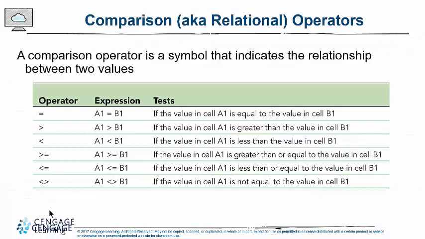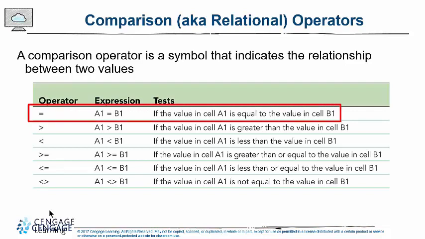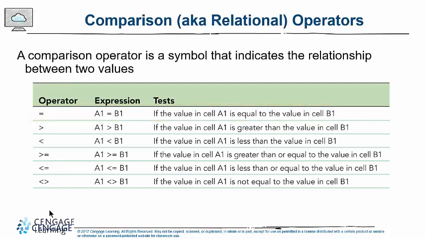Here is a table of the relational operators that we can use for comparison. Don't be confused by the use of the equal sign again. We need to put the equal sign to indicate that we're putting a formula or function in a cell. But when we check for equality, we also use the equal sign as the operator. The not equal to is a less than followed by a greater than symbol.